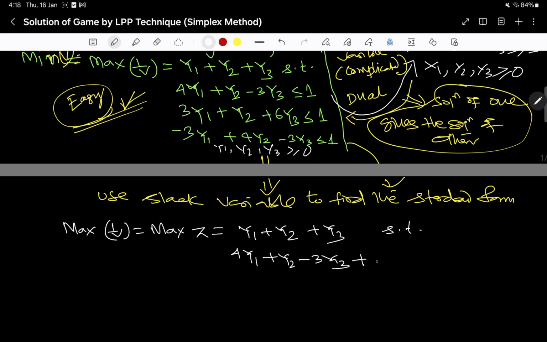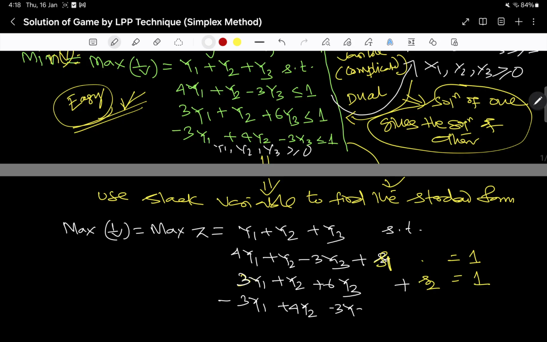We add a slack variable here. This slack variable is s1. S1 is equal to 1. And in the second row we have 3y1 plus y2 plus 6y3 plus another slack variable, say s2, equal to 1. And in the third row we have minus 3y1 plus 4y2 minus 3y3 plus another slack variable s3 equal to 1.